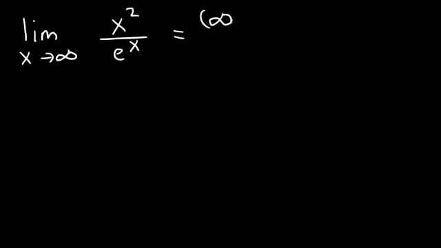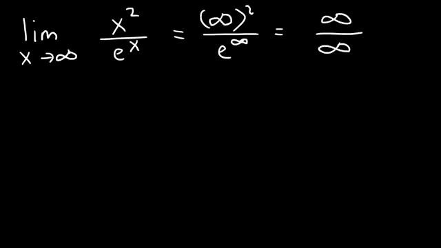How can we evaluate the limit as x approaches infinity for this expression, x squared over e raised to the x? Well, we could try direct substitution. So if we replace x with infinity, infinity squared is basically infinity, and e raised to the infinity is infinity.